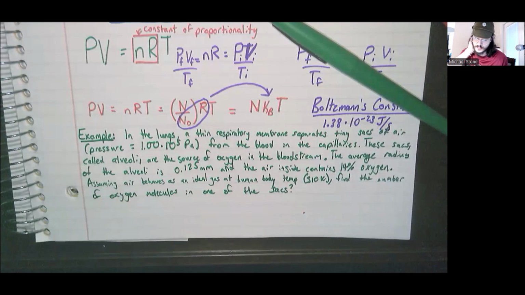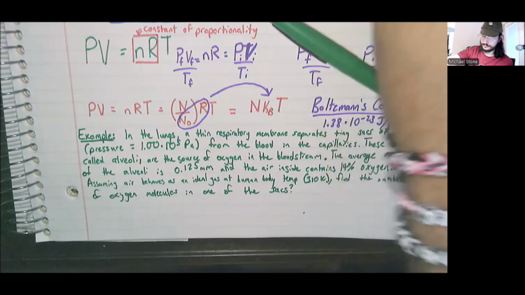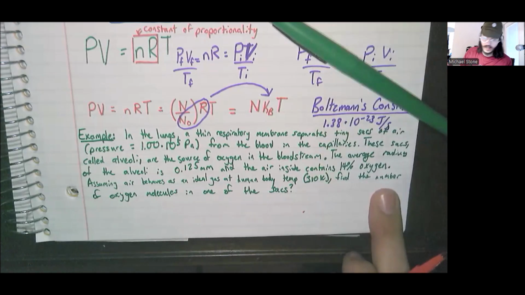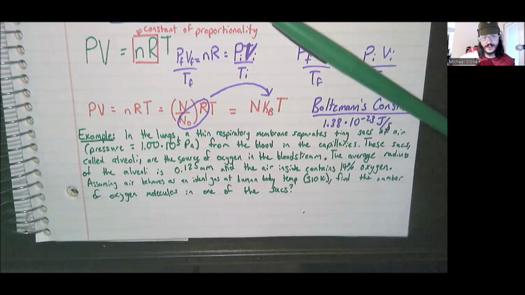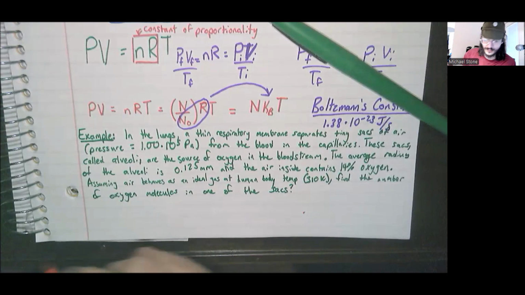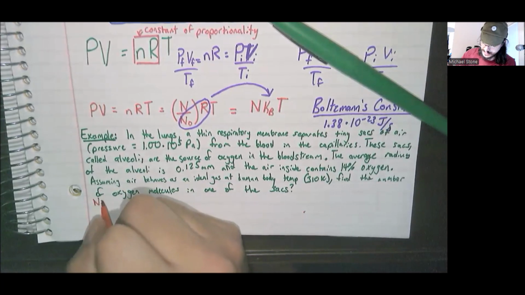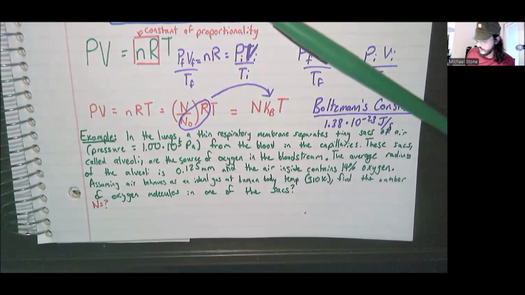Whatever. Assuming air behaves as an ideal gas at human body temperature, 310 Kelvin, find the number of oxygen molecules in one of the sacs. Number of molecules. Are we using big N or little n? They didn't ask for moles. We're using big N. So that is our unknown.